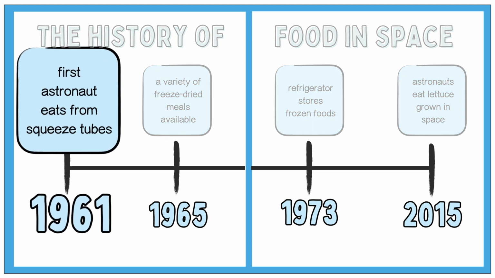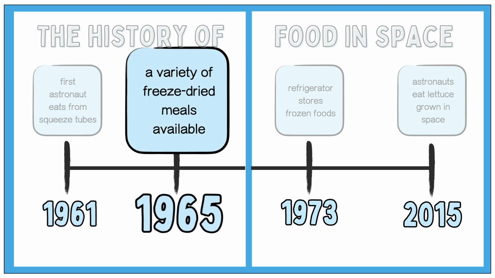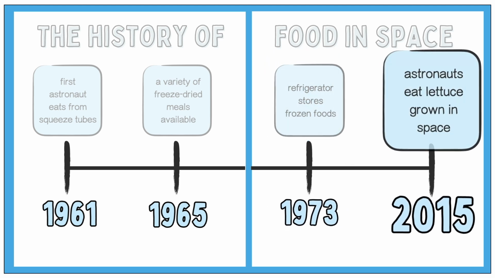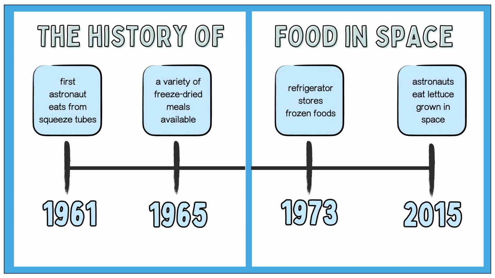First, we have the year 1961. And it says that this year is when the first astronaut ate from squeezed tubes. Then, in 1965, a variety of freeze-dried meals became available to astronauts. In 1973, we can see that a refrigerator was first used to store frozen foods. And finally, in 2015, astronauts ate lettuce that was grown in space. Wow, look at how much of the food that is available to astronauts has changed since 1961.